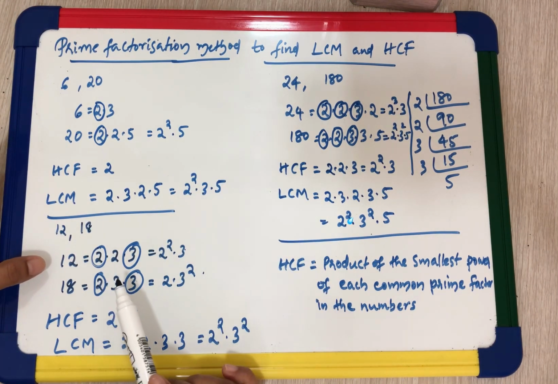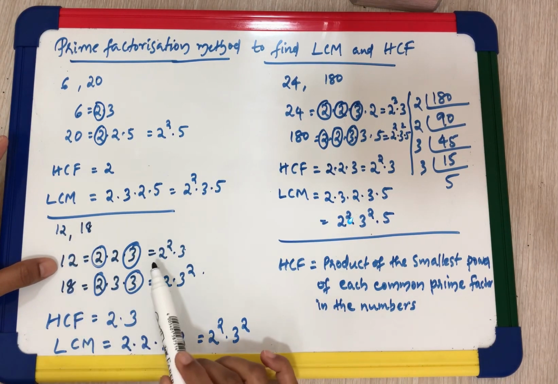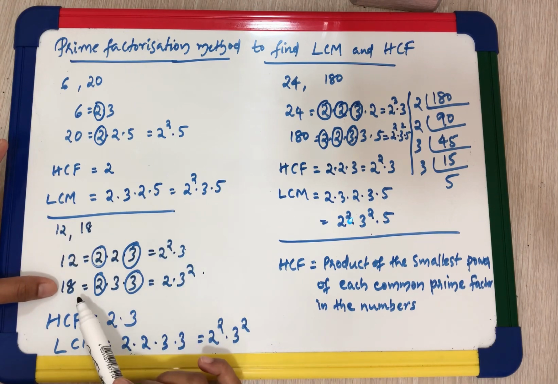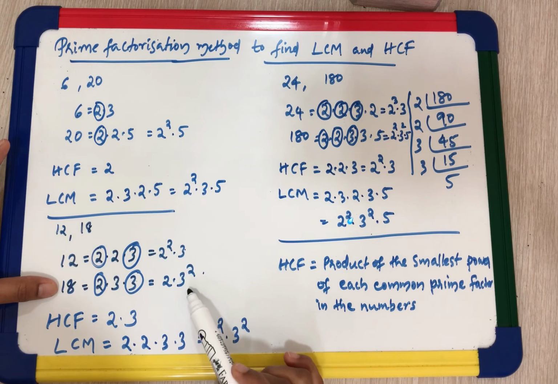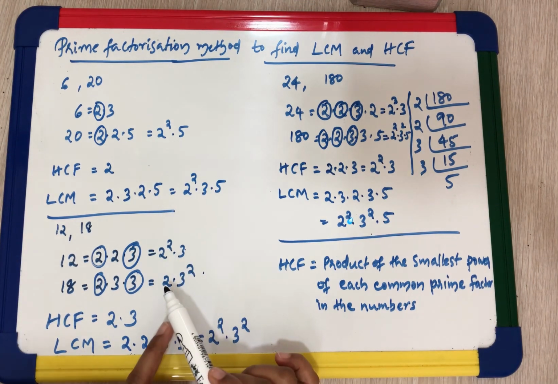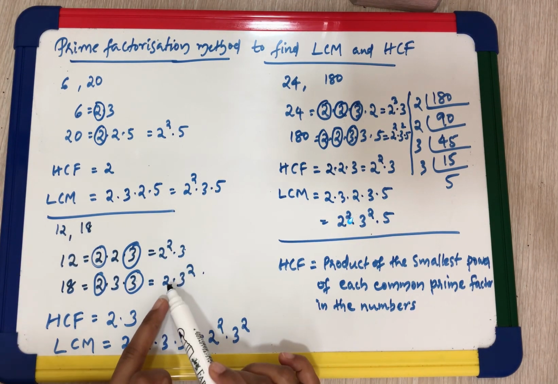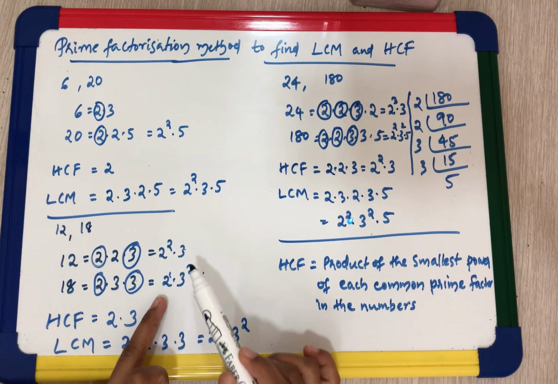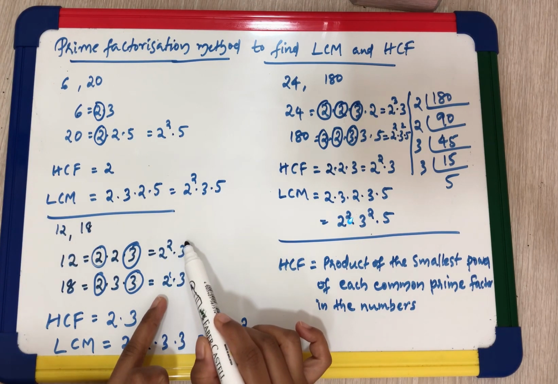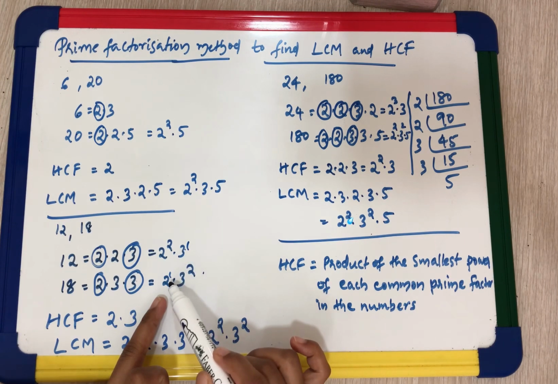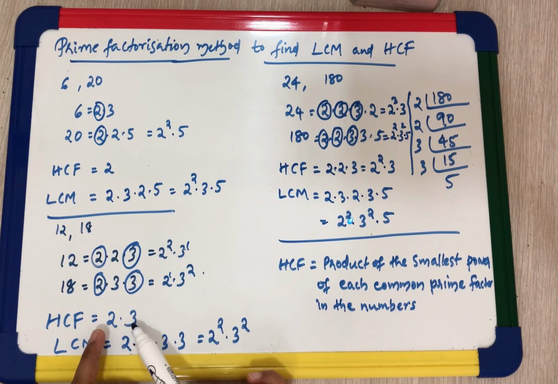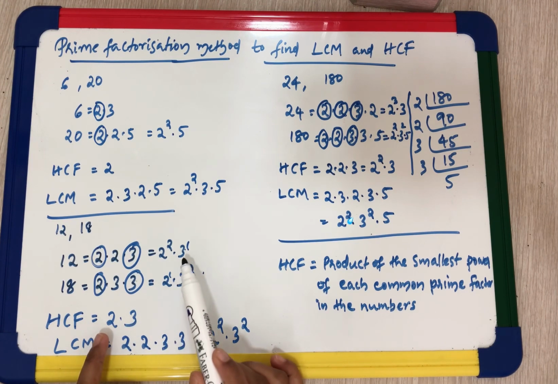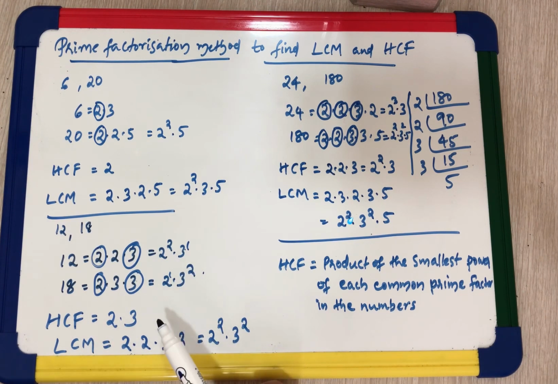Here in the next example, the prime factorization of 12 is 2 square into 3 and 18 is equal to 2 into 3 square. The common factors are 2 and 3, and the smallest power of 2 is 1 and the smallest power of 3 is 1. Therefore, HCF is equal to 2 raised to 1 into 3 raised to 1. That is the product of the smallest power of each common prime factor.